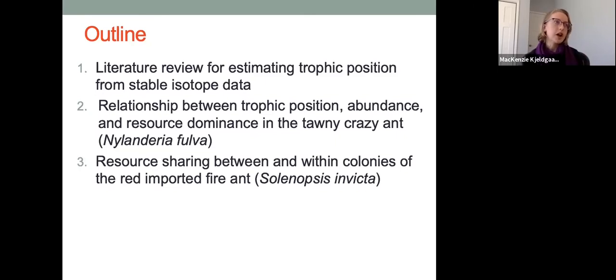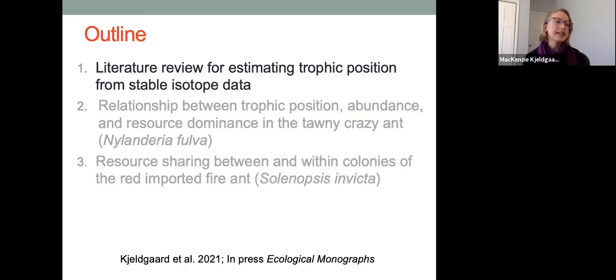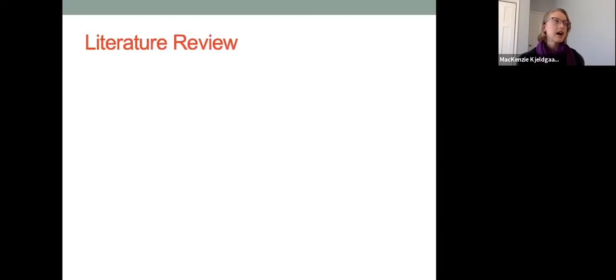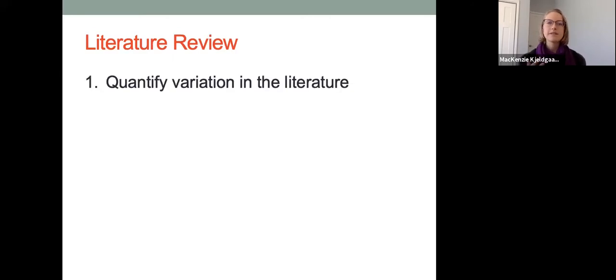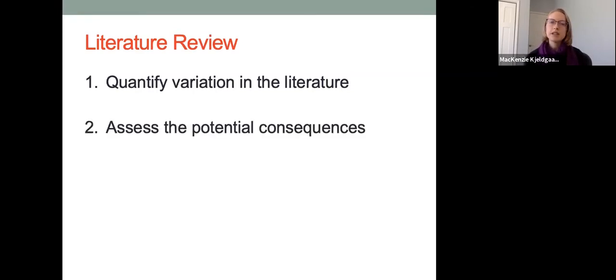I'm really going to first talk about a literature review before I apply that to invasive ant species. And I'm pretty excited that this review was actually recently accepted in Ecological Monographs. So that's pretty awesome. So for this literature review, I had two primary objectives. The first was to quantify or characterize this variation that's currently in the literature. And then the second objective was really to determine if this matters. So I wanted to assess the potential consequences.